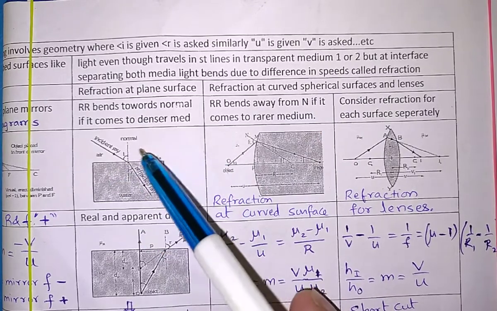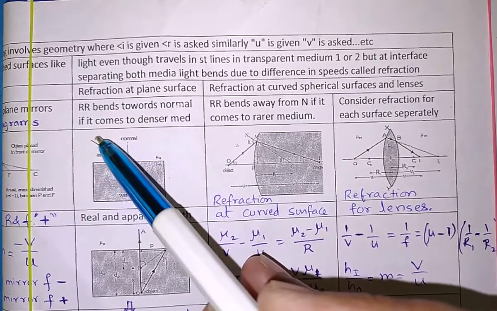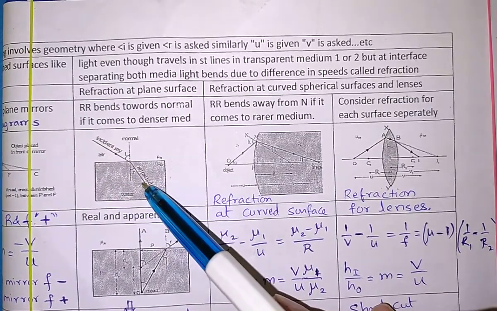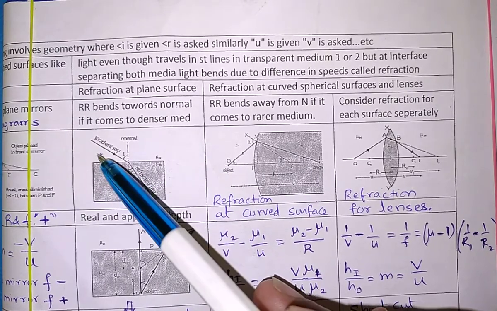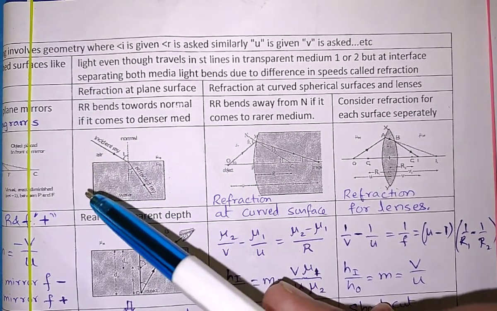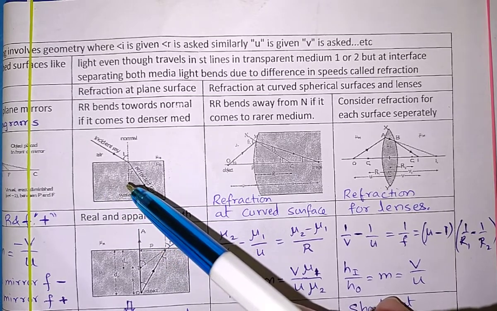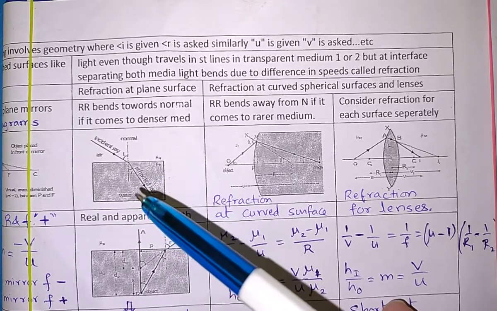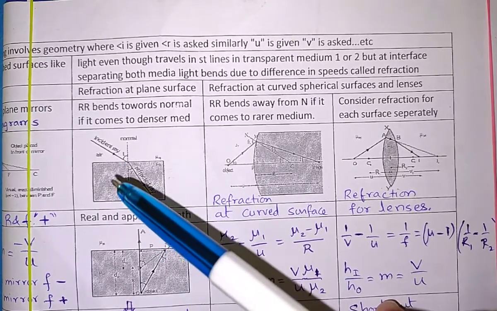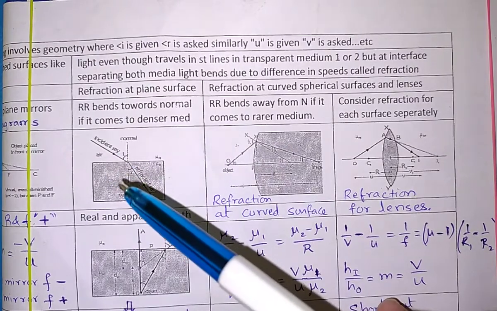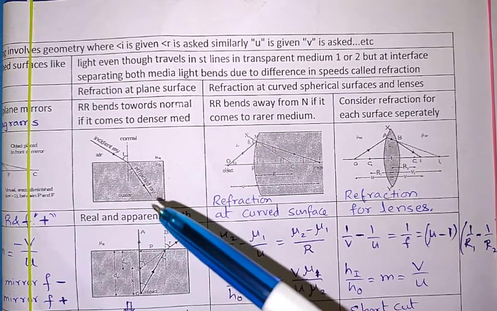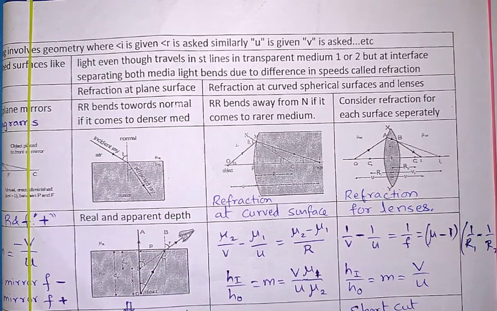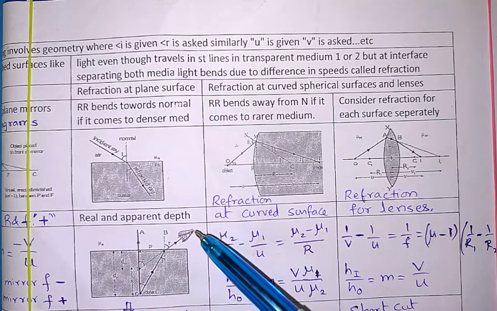At plane surface, if ray comes from rarer medium where its speed is high, to a medium where speed is low, air to glass, air medium velocity is 3 into 10 power 8 and comes into glass where its velocity is 2 into 10 power 8, there it bends towards the normal, and the ratio of the speeds, that is 3 into 10 power 8 and 2 into 10 power 8, that division we call as optical density factor or refractive index. In this case, because the light bends, we have the concept of real depth and apparent depth.